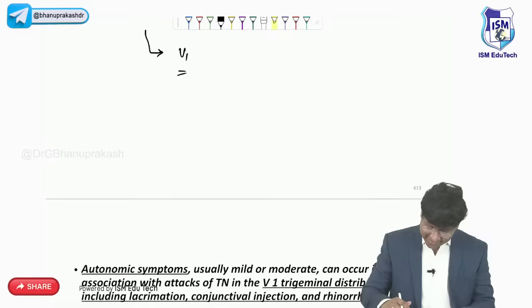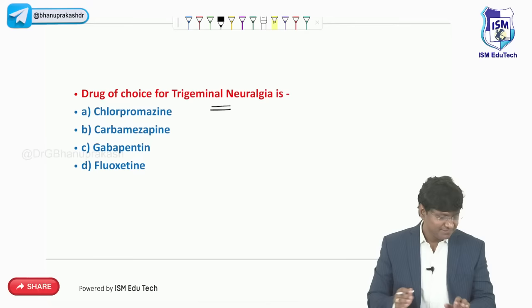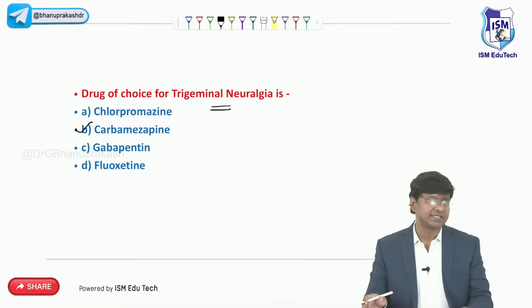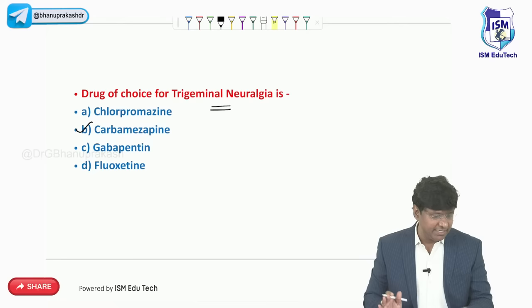And what is the drug of choice for trigeminal neuralgia? Any one of you? Right. So the drug of choice will be carbamazepine. And if the patient does not respond, we give oxcarbazepine. The other drugs that can be given are baclofen as well as gabapentin.